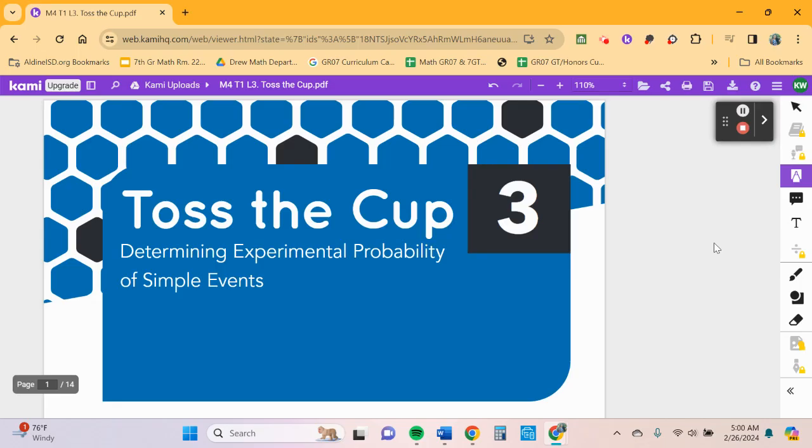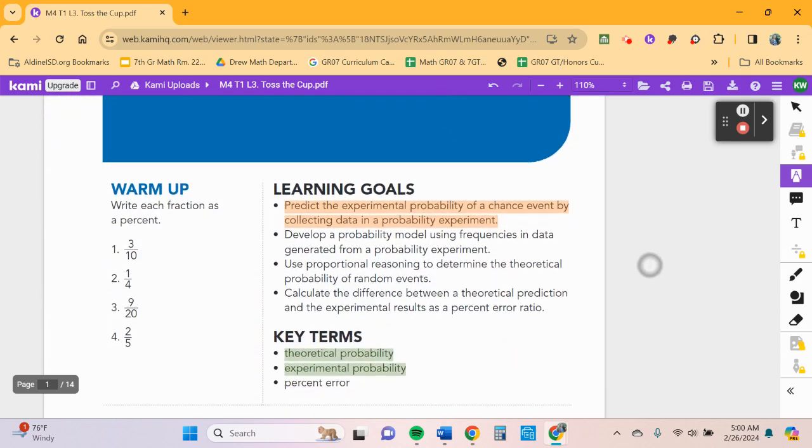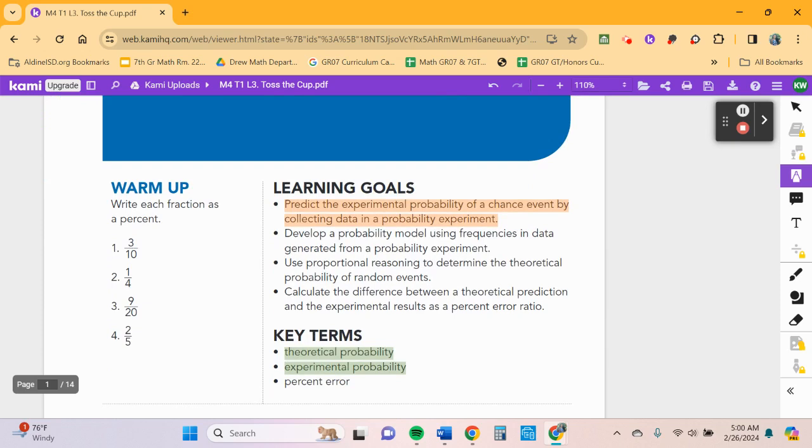Welcome back. This is Module 4, Topic 1, Lesson 3, Toss the Cup. In this lesson, we're going to be determining experimental probability. In this first activity, we're going to be focusing on this first learning goal, which is predicting the experimental probability of a chance event by collecting data in a probability experiment.